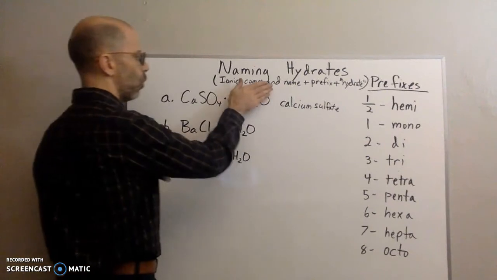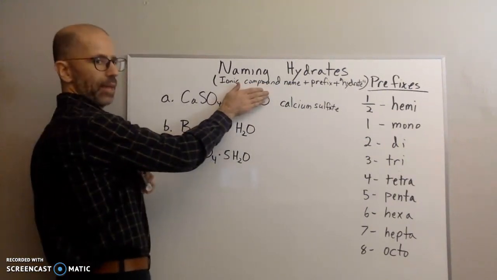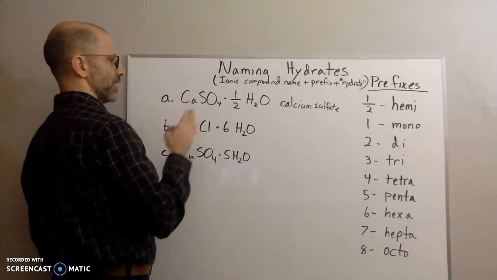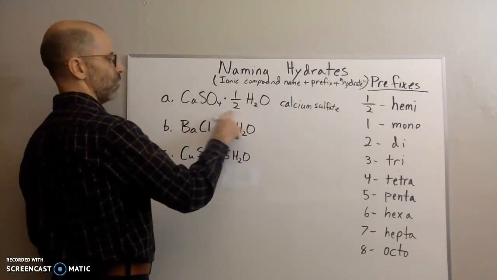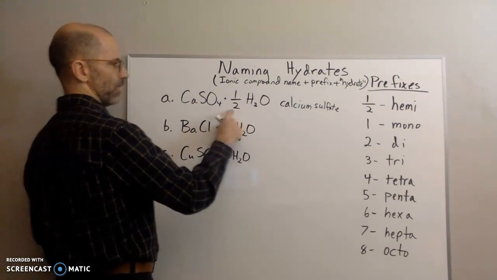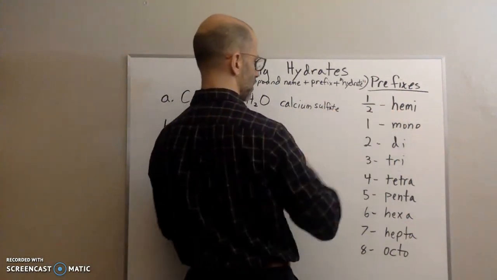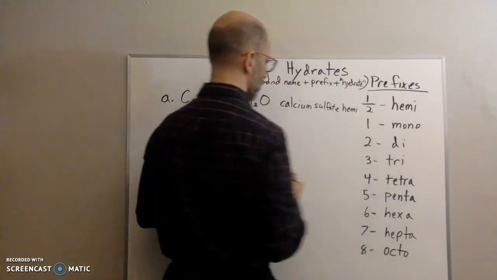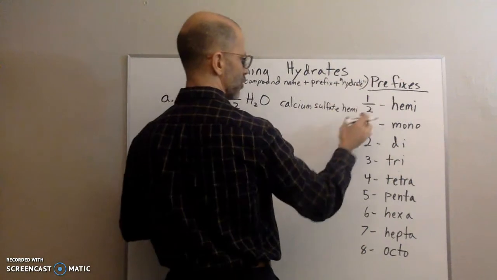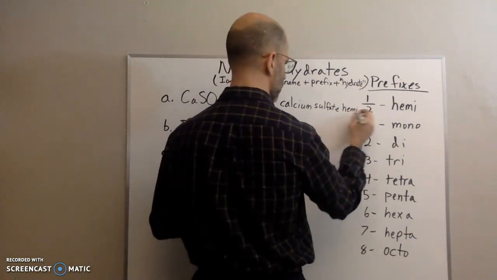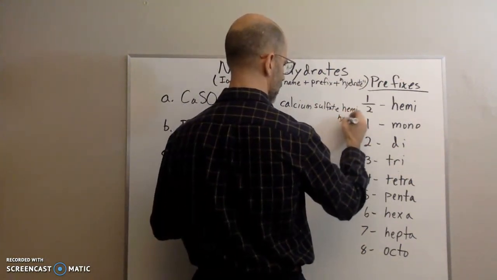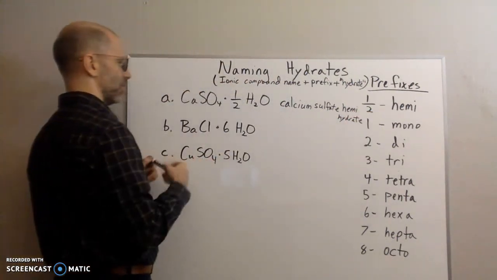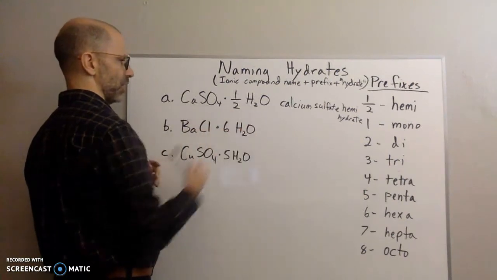And so if the water wasn't there, that would be the end of the name. But since we got water, it's a hydrate. So it's calcium sulfate. And now we have to use our prefix. So we have 1/2. So it's hemi. And then followed by the word hydrate. Sorry, I didn't give myself enough room. So it'd be hemi hydrate. So the name of this hydrate is calcium sulfate hemihydrate.